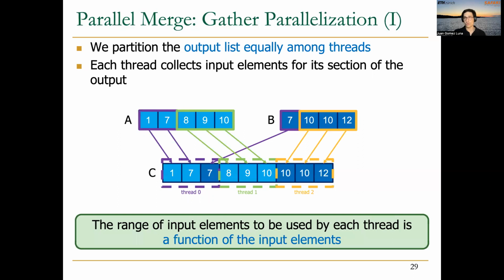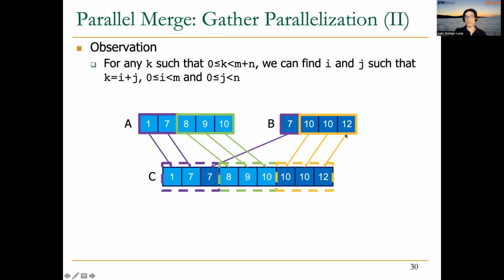So the range of input elements to be used by each thread is a function of the input elements, and this makes it pretty challenging to find where exactly each thread has to access in array A and array B. But there is one interesting observation here, which is that for any k such that k is an index of array C, we can find i and j such that k is equal to i plus j, with i being the index for array A, and j the index for array B. So if this k0 is equal to 3, we can find this i0 equal to 2 and this j0 equal to 1. 2 plus 1 equals 3, and these i0 and j0 are defining the range of arrays A and B that thread 0 needs to access to obtain the corresponding partition of the output array. And that's the same for the other threads as well.